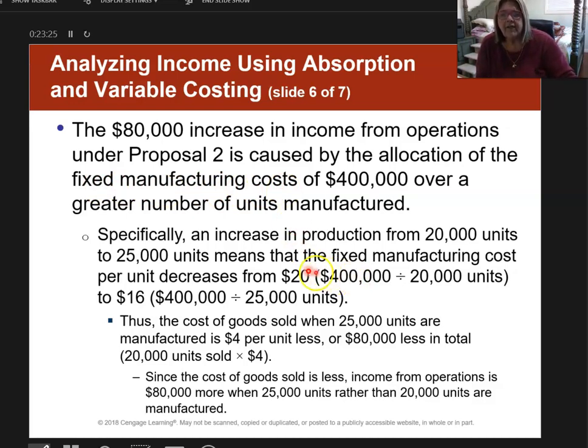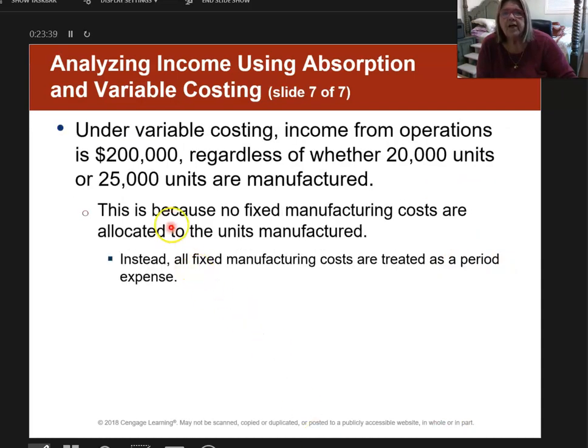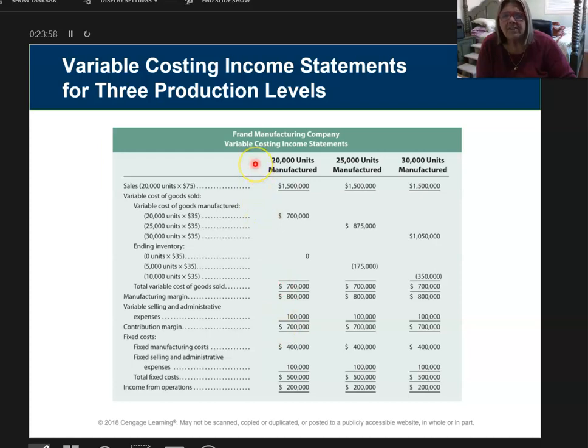Okay, so I'm going to let you read this information down here. I can read it to you, but you can read it also. Now this was absorption costing, remember that. Now we're going to look at variable costing. Under variable costing, my income from operations would have been $200,000 regardless of how many units I actually made, because I don't have any fixed manufacturing costs allocated to the ones made. So let's take a look at my variable costing if I had made 20,000 units and 25,000.